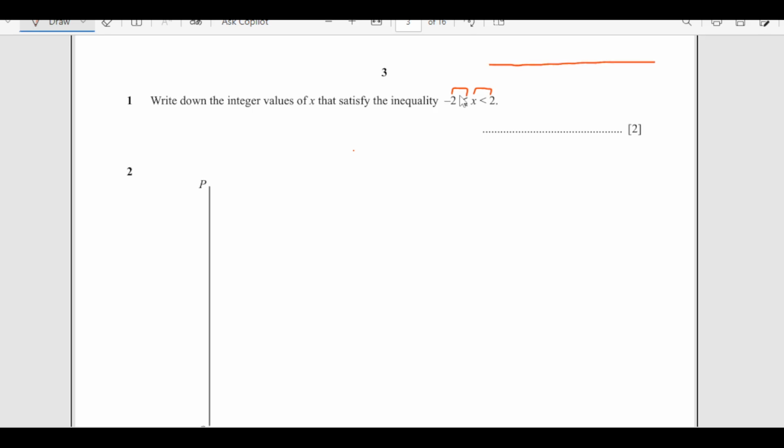So let me show it on the number line. If 0 is here, we have 1, we have 2 here, then we have negative 1 and negative 2, right? You see here we have an equal sign, so we are going to include negative 2. Then negative 1, 0 and 1. 2 is not included because you see here there is no equal sign. So our values are going to be negative 2, negative 1, 0 and 1. So that's the values that we can include here.